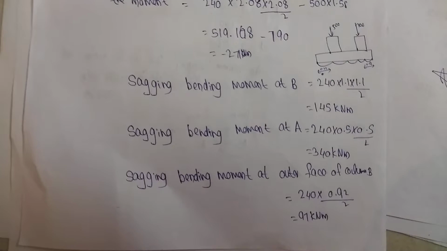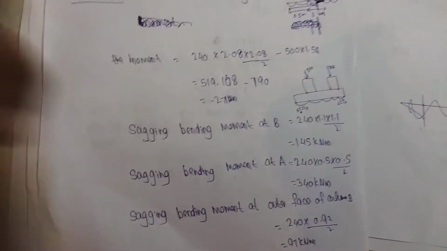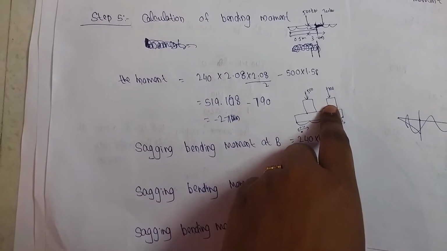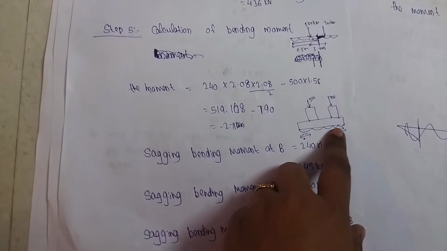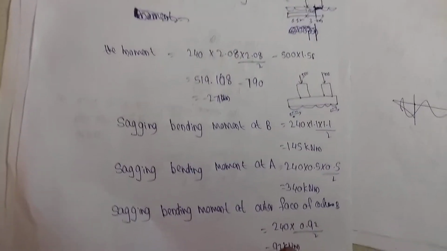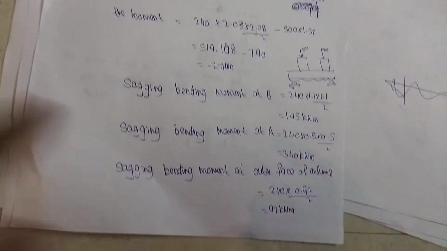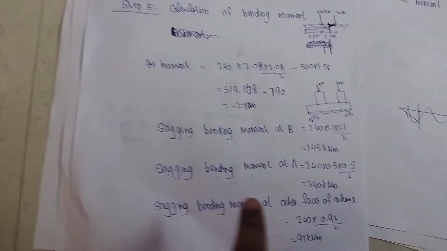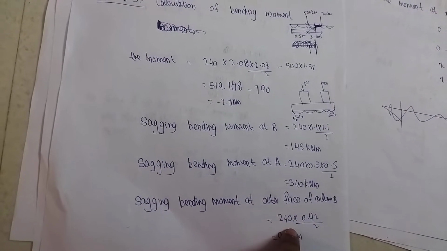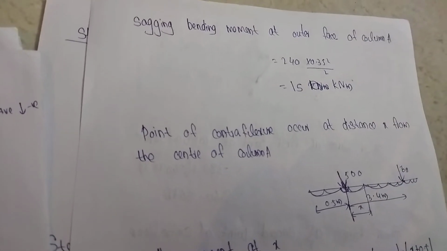Then we want to calculate sagging bending moment at outer face of column B. So 240 into 0.9 squared divided by 2, assuming the distance from the end of the column B to the extreme end is 0.9 meter. That gives 97 kilonewton meter. First we convert this 240 UDL value into a normal force. How to calculate moment? By taking half of the distance. Every column has the same procedure. Then sagging bending moment at outer face of A.